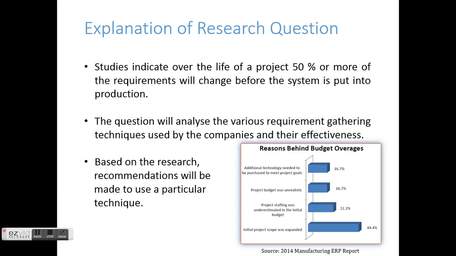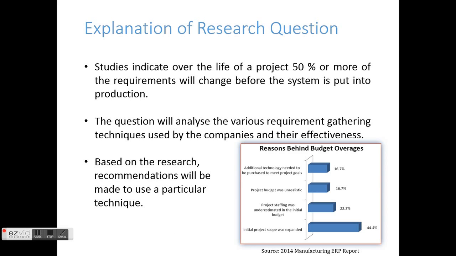Let me explain to you the research question and the need of it. Basically, the studies indicate that over the life of a project, 50% or more of the requirements will change before the system is put into production. We can see in the graph that the reason behind the overages is that the initial project scope was expanded. This means that the initial requirement gathering and the mapping technique is not being done properly.